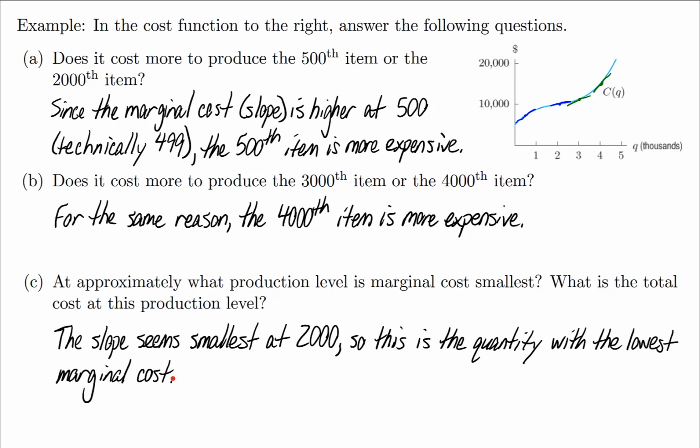The question also asks, what is the total cost at this production level? The chart is actually telling us the total cost, so if we just come right over here, we see that that would be $10,000.